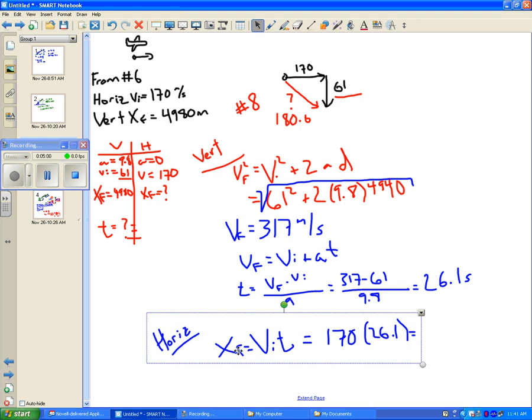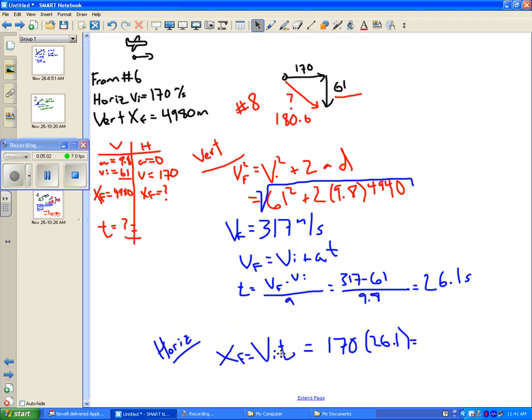Then I go to horizontal. My horizontal final position would be velocity times time. My horizontal velocity was 170 from over here. Okay. And my time that I just got was 26.1. So I multiply those two together, and I get that my final answer, the horizontal distance traveled, will be 4,440 meters. And there is question number 9 of your UTEXAS projectile problems.